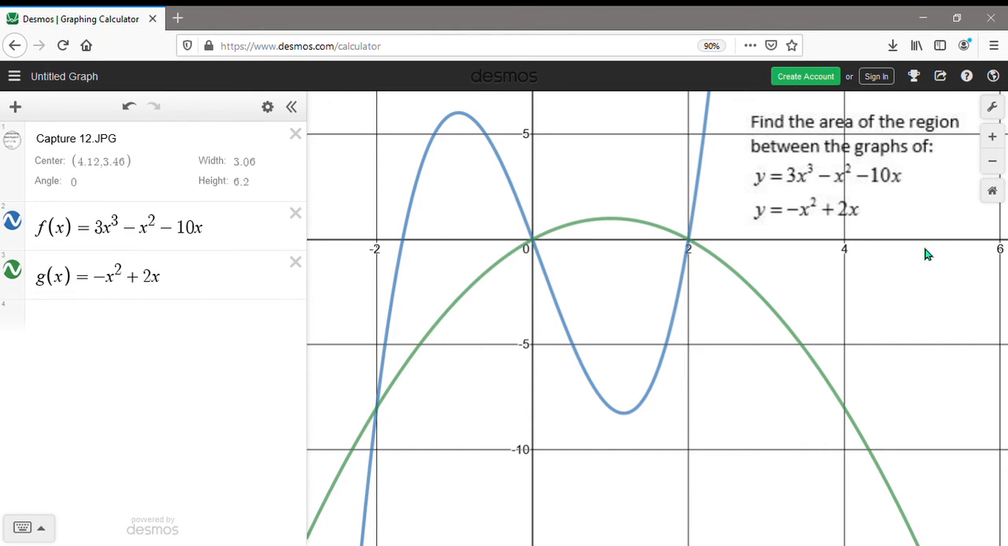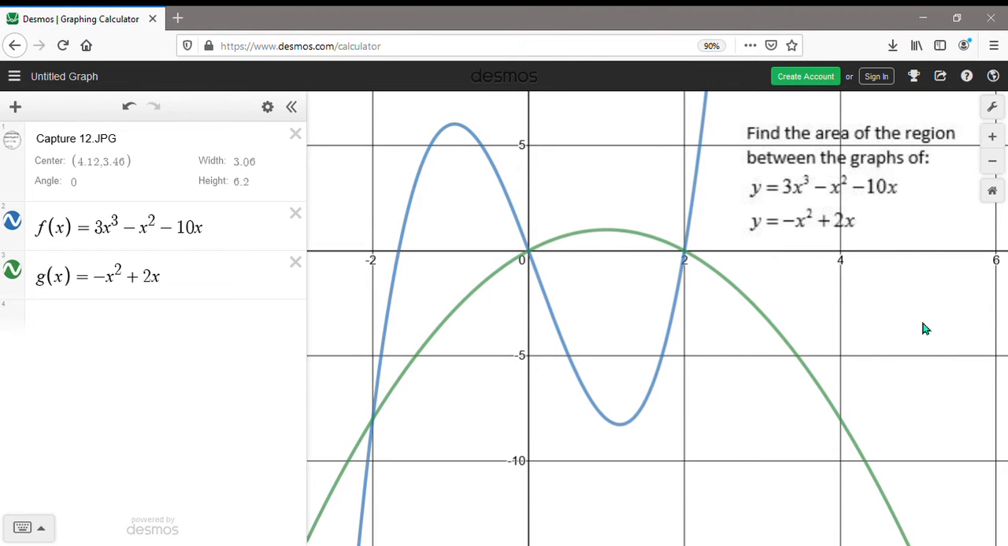Now we are continuing with the topic of finding the area bounded by two curves or between the graphs of two equations. Those statements mean the same thing. So for our example today, it says find the area of the region between the graphs of, and the first one was y is equal to 3x to the third minus x squared minus 10x. Second one is y is equal to negative x squared plus 2x.